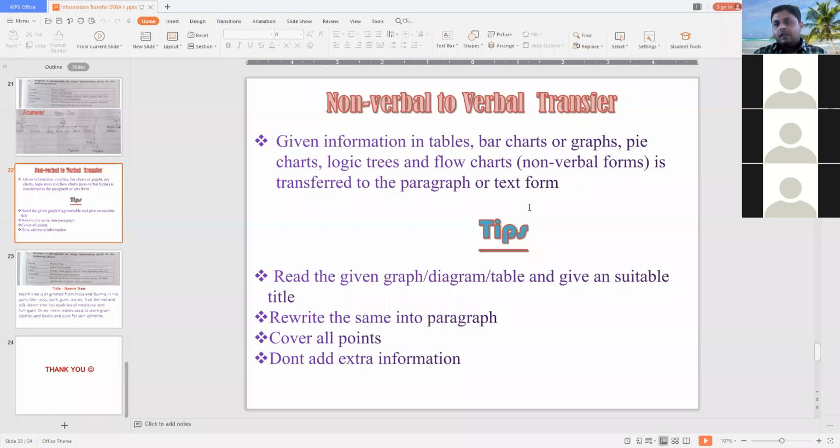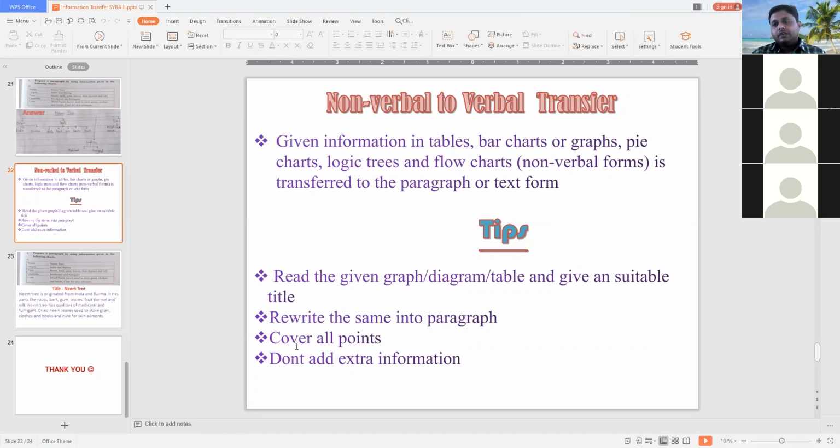Now let's move towards non-verbal to verbal. Now the reverse, opposite, right? What happens in this process? Tables, bar charts, graphs, pie charts, diagrams are given, right? And we have to write down a paragraph of it. So we have to describe the diagrams and tables in the form of sentences.